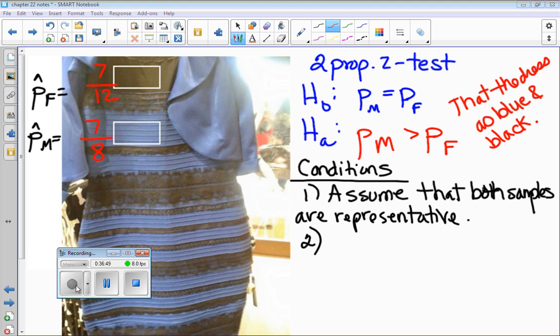That both 12 and 8 are less than 10% of the population of males and females, right? So we'll have to be specific. So 12 is less than 10% of females.